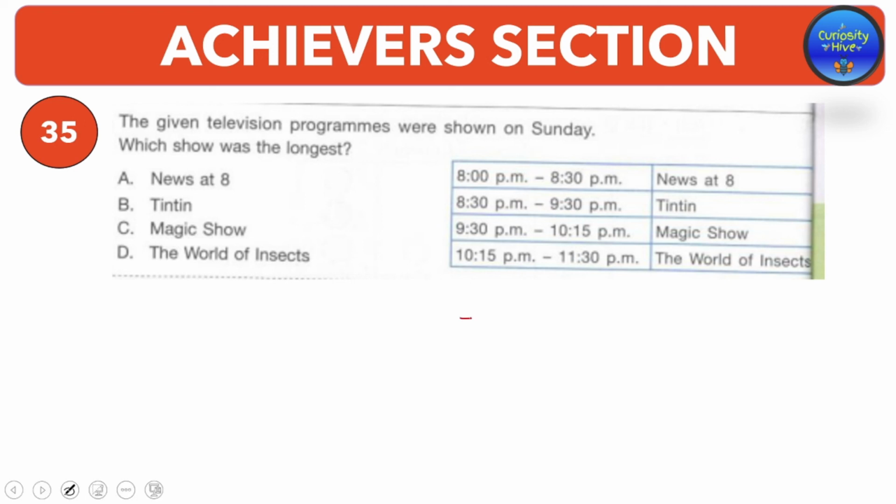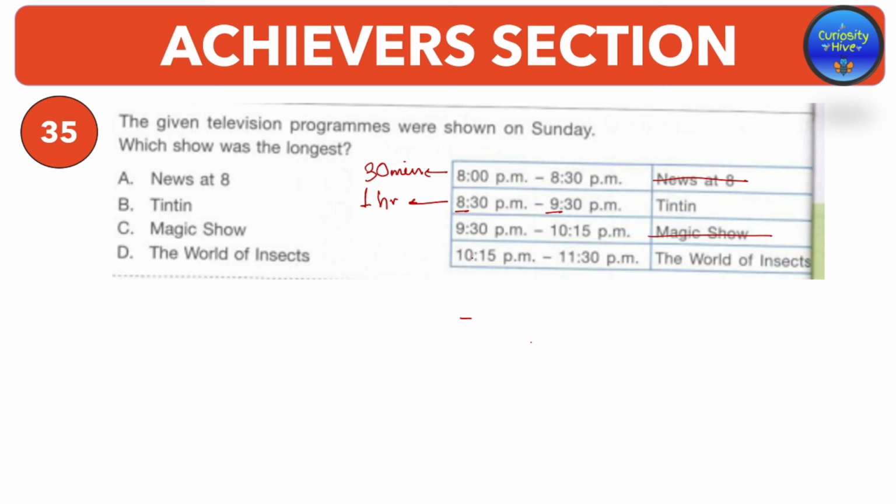8 to 8:30. Well, this is a 30-minute program. 8:30 to 9:30. So here the hour has incremented by 1, but the minutes are the same. So this is a 1-hour program. Clearly, it has surpassed news at 8. So that is not the longest. Let's see magic show. 9:30 to 10:15. Now, had it been 9:30 to 10:30, it would be 1 hour. So this is also not longer than the 1-hour show.